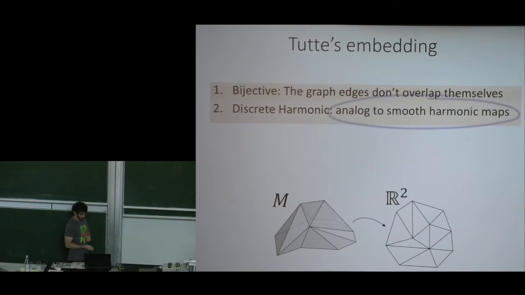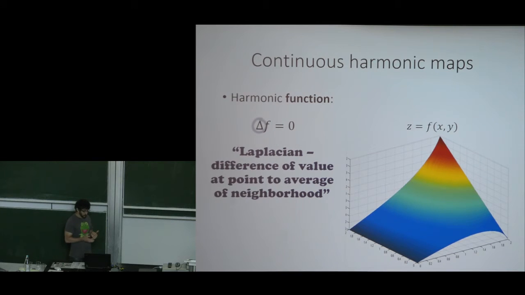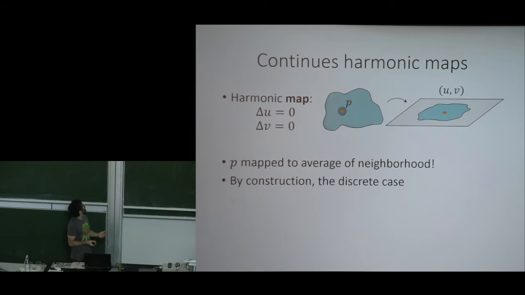So let's just dive into that for just a moment. A harmonic function is defined as a function whose Laplacian is 0. And intuitively, the Laplacian just measures the difference of a value at a point from the average in its infinitesimal neighborhood. That's one way to formulate it. So you can say that a harmonic map is a map where each one of its coordinates is a harmonic function. And that basically means that if we look at a point P on the surface and its image in the plane, then P is mapped to the average of its neighborhood. And by construction, this is exactly what we did in the discrete case. We mapped each point to the average of its neighborhood.